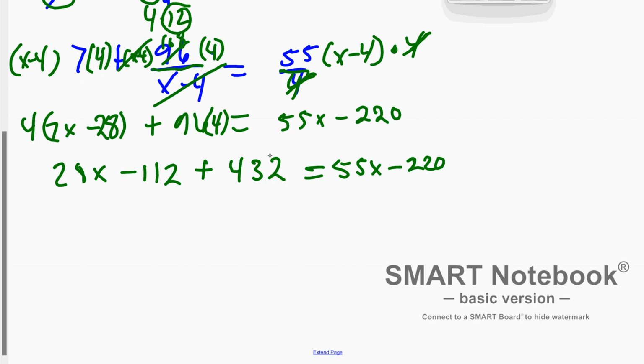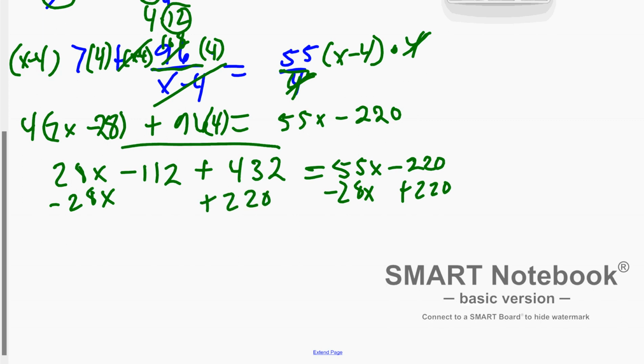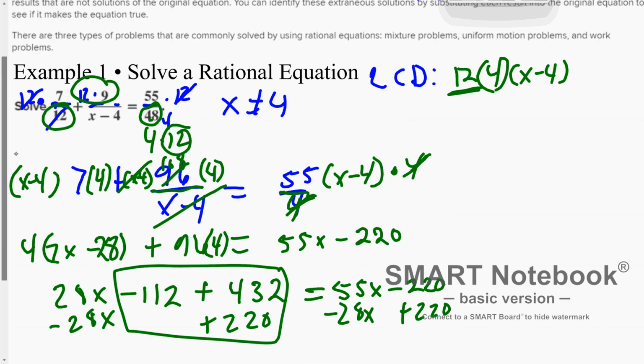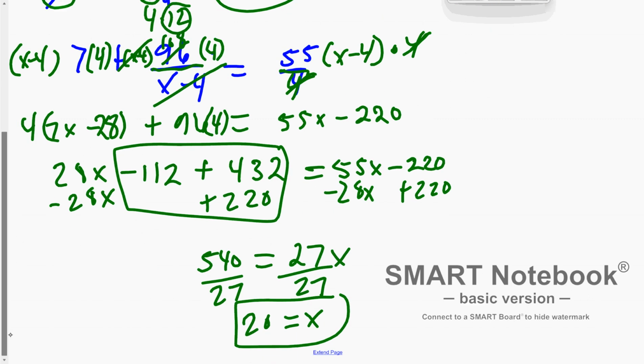Okay, so finishing this up, all we're doing is simplifying. I can subtract 28x on both sides, and add 220. Combining these, we get 540 equals 55x minus 28x, which would be 27x. So 27x divided by 27 on both sides, we get x equals 20. And we know from before that as long as it's not 4, then we have the correct answer. We can plug that back in and check it, but that would be our answer.